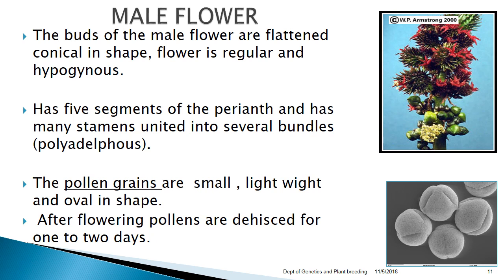About the male flower. The buds of the male flower are flattened, conical in shape. Flower is regular and hypogynous. It has 5 segments of the perianth and many stamens united into several bundles, commonly called polydelphous. The pollen grains are small, lightweight and oval in shape. These are the pollen grains. After flowering, pollen is dehisced for 1 to 2 days.